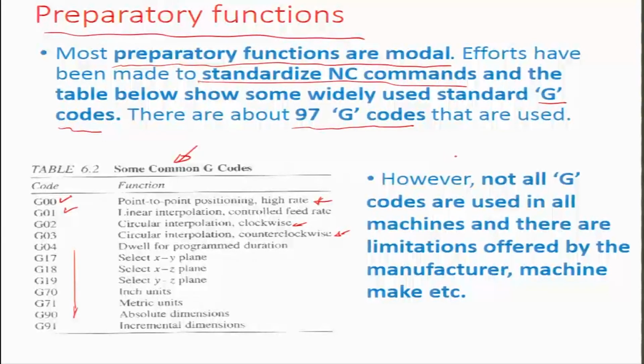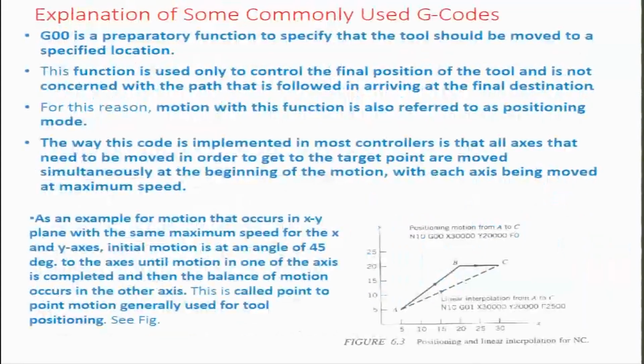G04, for example, is a dwell for program duration. G17 is select XY plane. G70 is for inches units. G71 is metric units. So these are preparing the axes to start reading the numeric data associated with the part geometry. G90 is absolute dimensions. G91 is incremental dimensions, and so on and so forth. So these are some commonly used preparatory codes in almost all the programs.